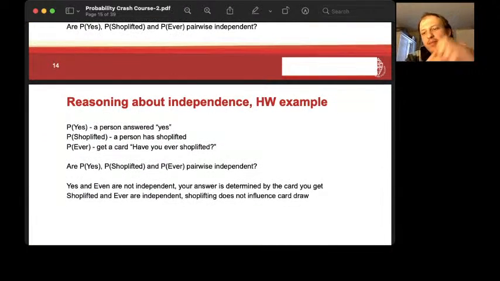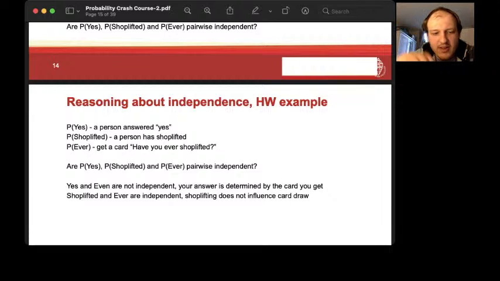So when you think about it, imagine you get a card that says, have you ever shoplifted? Then your answer is basically determined by the card that you get, because you already know that you have or you haven't shoplifted. So there's no randomness. Once you get the card, you have to answer either yes or no. That's why they are not independent, and you cannot just multiply them together to get a joint probability.